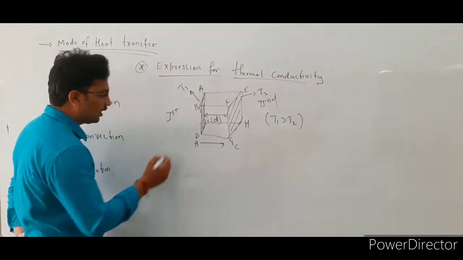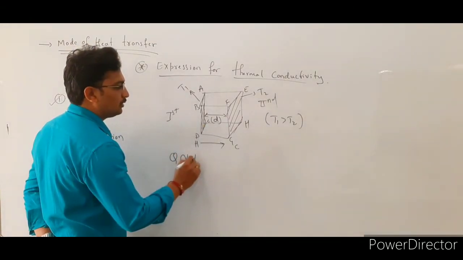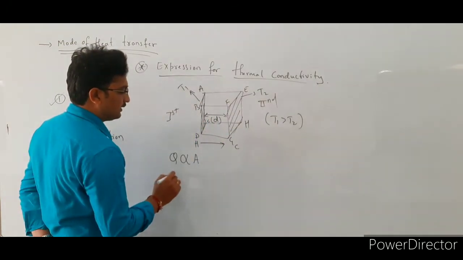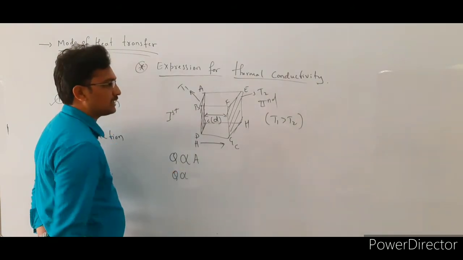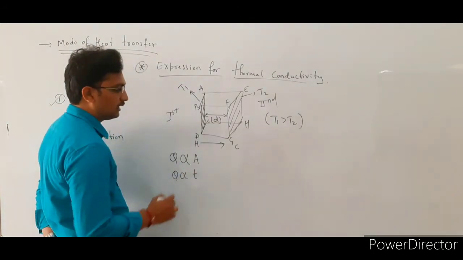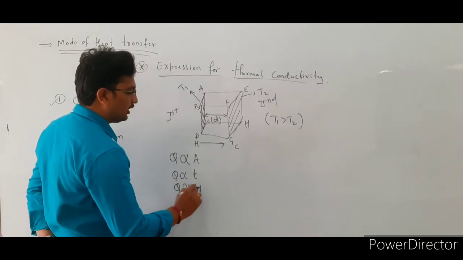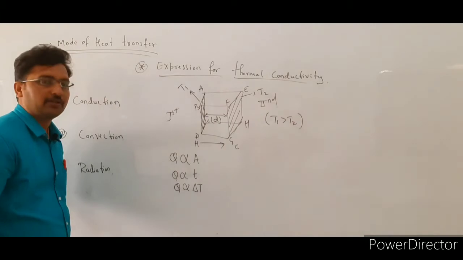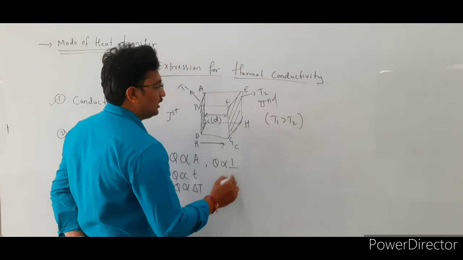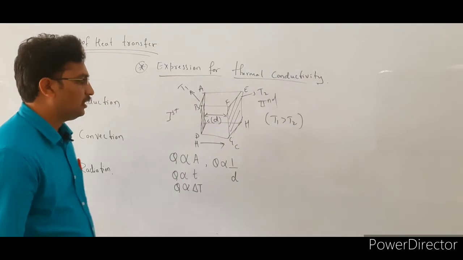See here, the quantity of heat energy transferred from the first face to the second face, Q, is directly proportional to the area of the faces. Q is directly proportional to time. Next, Q is directly proportional to the change in temperature. And Q is inversely proportional to the distance between the two faces.